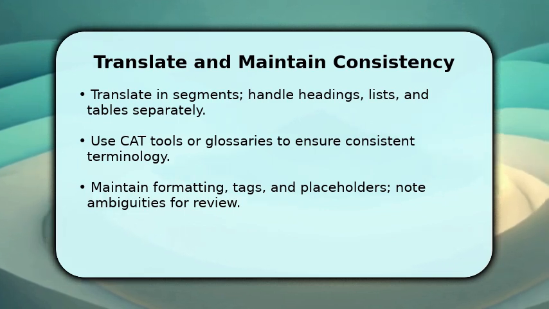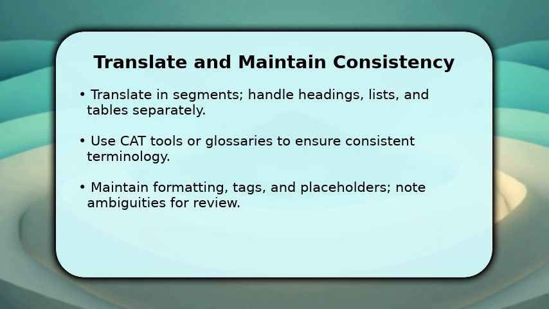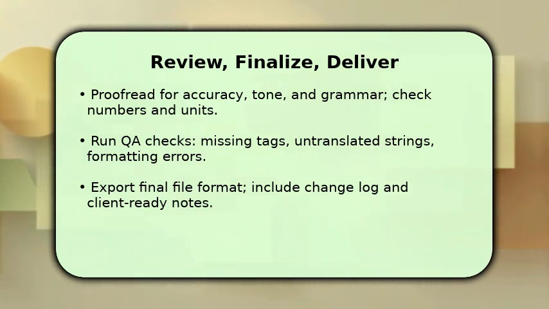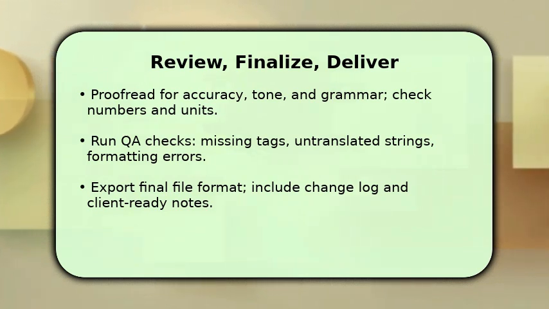You finish by proofreading for accuracy, tone, and grammar, paying close attention to numbers, dates, and units. Then run QA checks for untranslated strings, missing tags, and formatting issues so the document appears correctly in the target layout. Export to the requested final file type and prepare a brief changelog and client notes explaining key decisions.